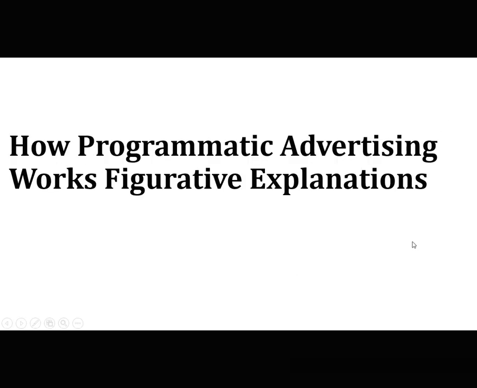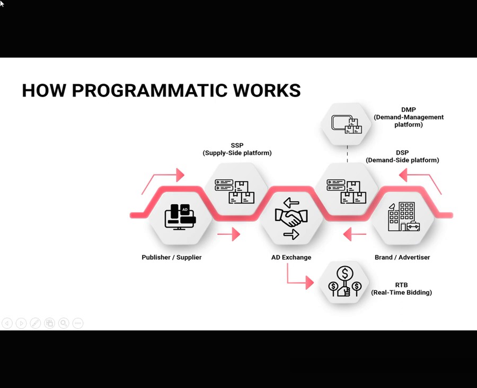So how does programmatic advertising work? We have some figurative explanations for the same. This is how programmatic advertising works. This is the publisher, the supplier. This is the ad shown on the website and the mobile app of the publisher. This is the supply side platform, which is connected to the publisher for making the ad inventory available to the advertisers in the market. And this is the ad exchange through which the SSPs provide the publisher's ad inventory to the advertisers.